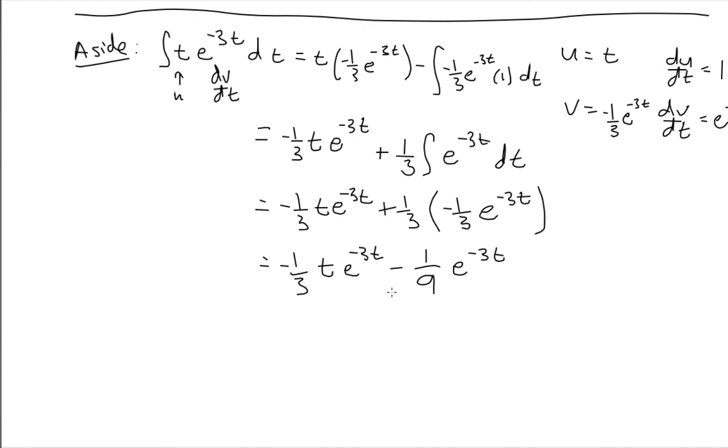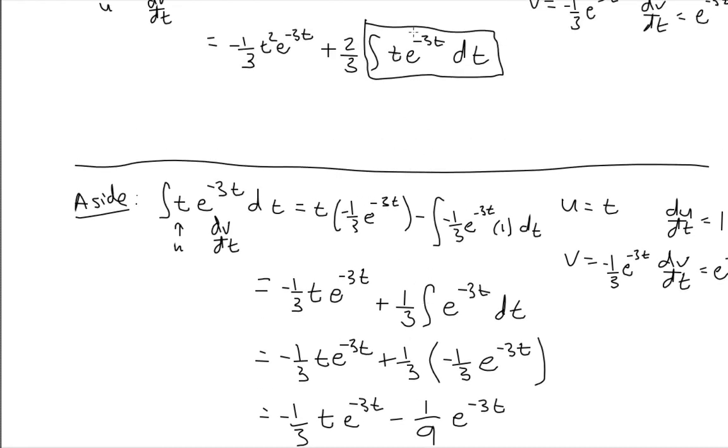So the integral of t e to the negative 3t is equal to this. That allows me to go back up into the original problem. The thing that was in the box I can replace by this. My final answer is negative 1/3 t squared e to the negative 3t plus 2/3 times what was in this box: negative 1/3 t e to the negative 3t minus 1/9 e to the negative 3t. And of course, because it's an indefinite integral, I should put a constant on.